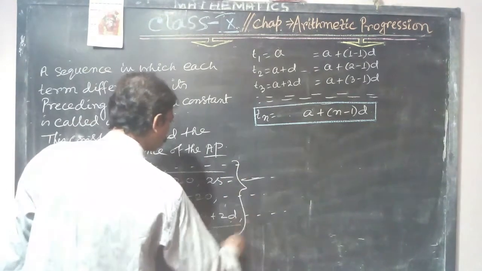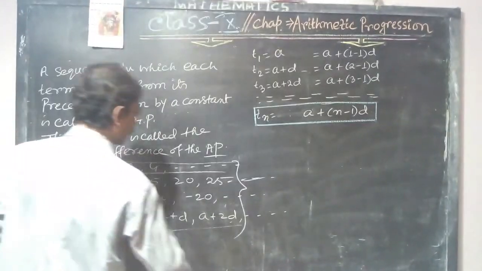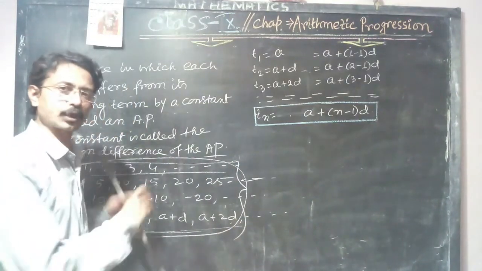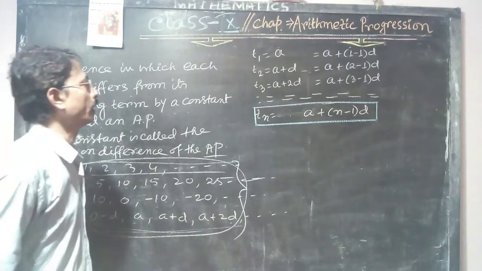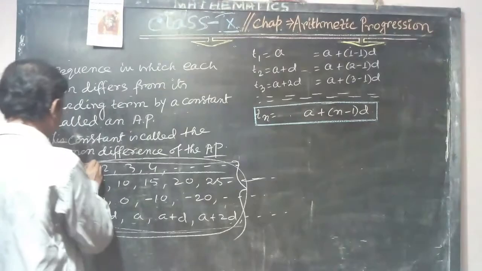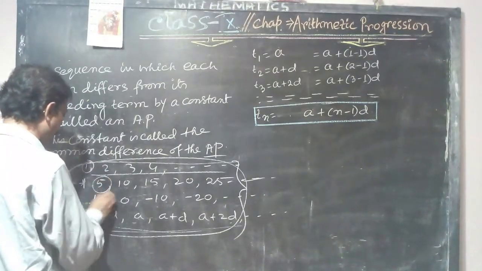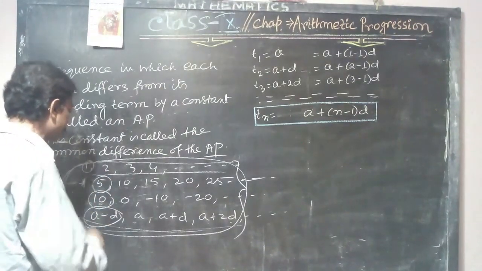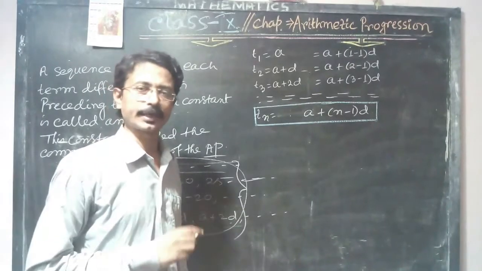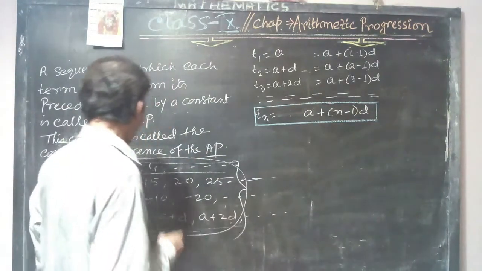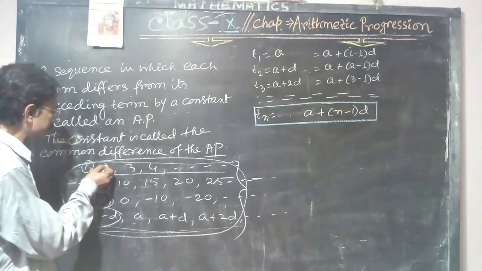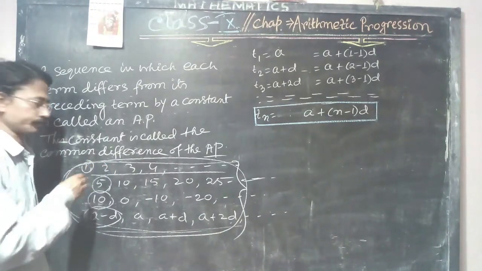Here all the sequences are each separately in AP. This type of sequence is called an AP. Here, the starting term, this term 1, here 5, here 10, here a minus d, is called the first term, denoted by T1, and this is the second term. The common difference is each term minus its preceding term.